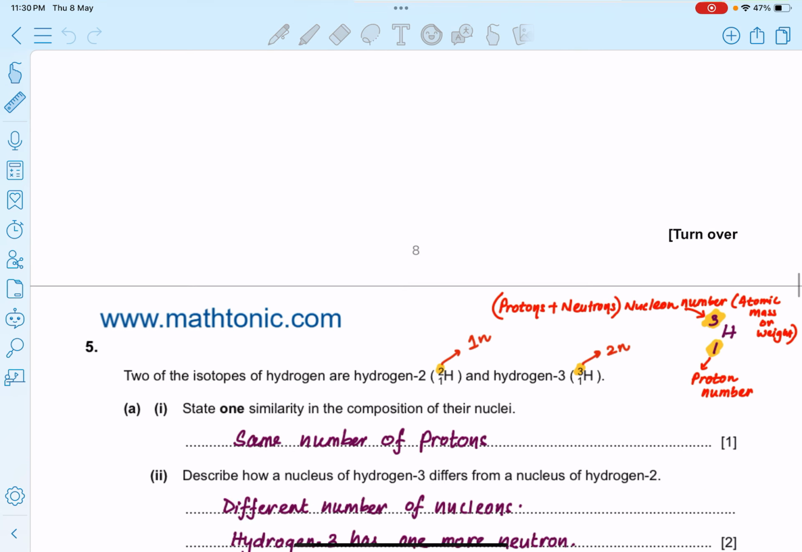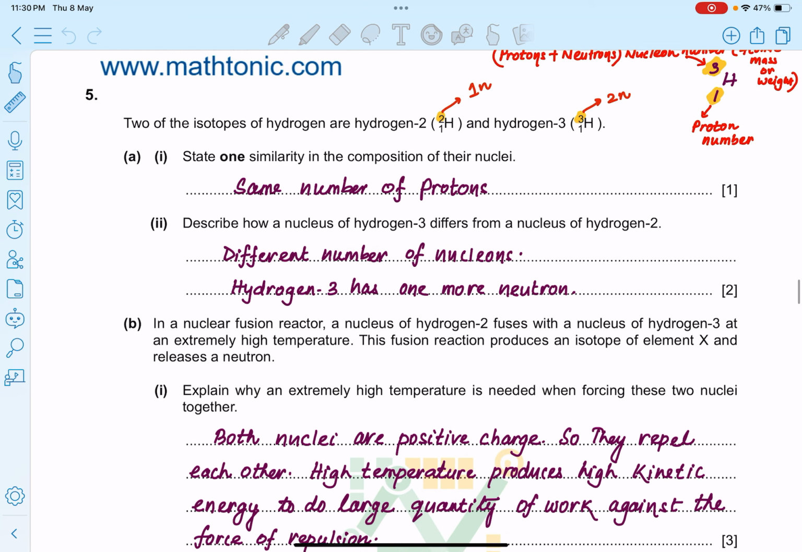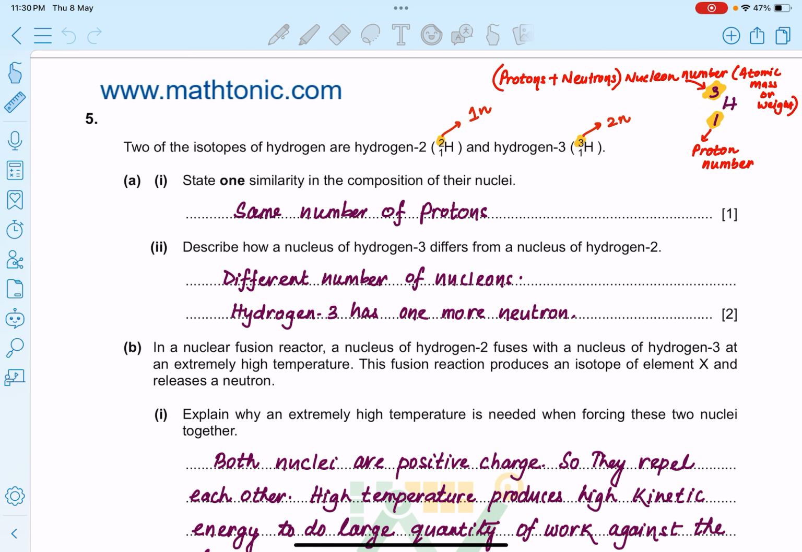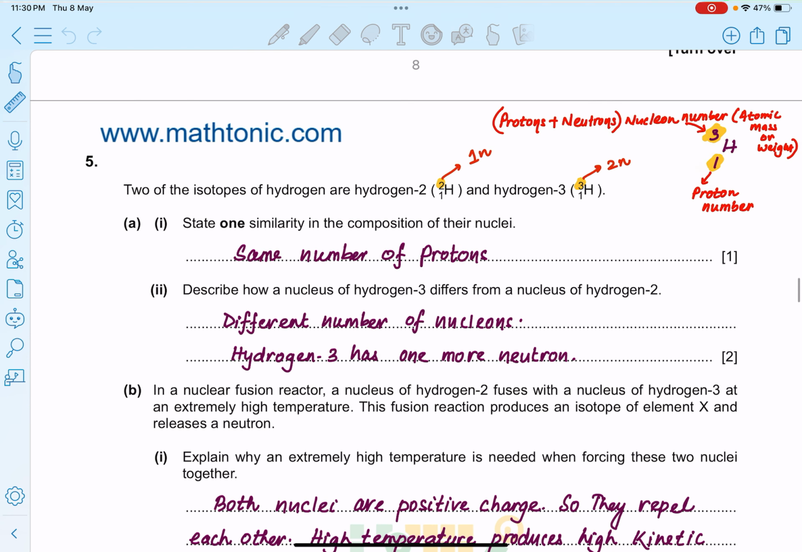Question number 5 is given. This is a question of radioactivity. Two isotopes of hydrogen are 2H1 and 3H1, as you can see here. State one similarity in composition of the nuclei. Very simple. They have the same number of protons.